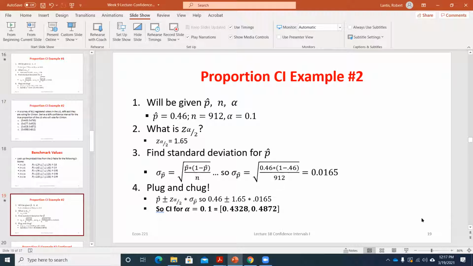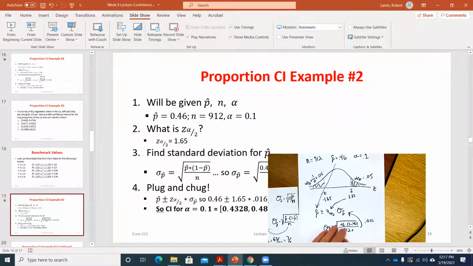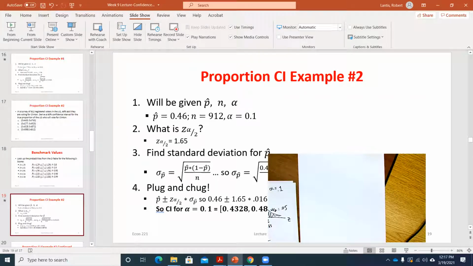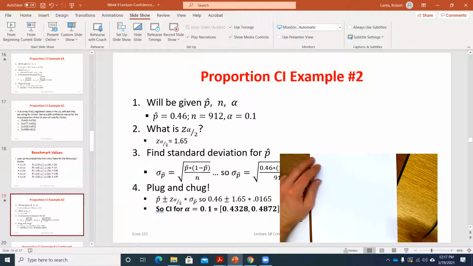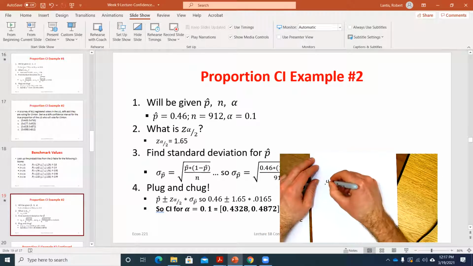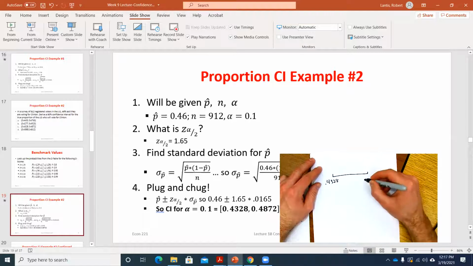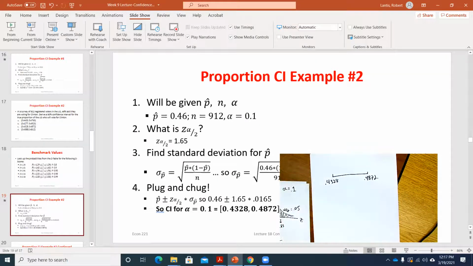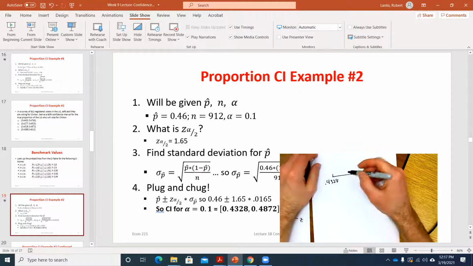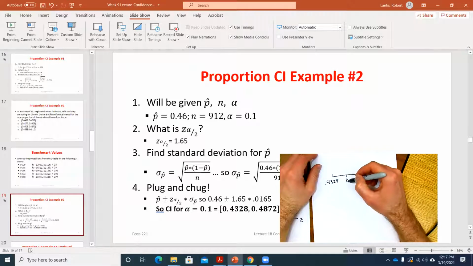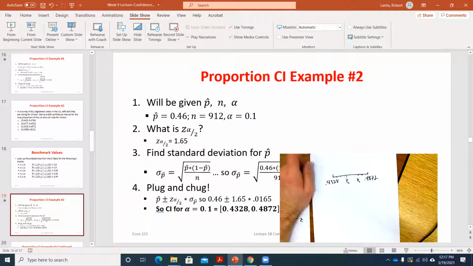So what this is going to look like is something like this. We could actually think about plotting this, if I move my, there we go. So 0.4328 and 0.4872. So this is thinking about the true population proportion of people who are going to vote for Clinton is somewhere in this range, right? I don't know where it is, but it's somewhere in there with 90% confidence.